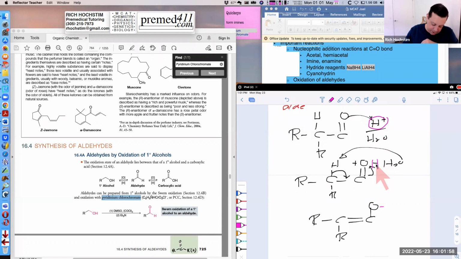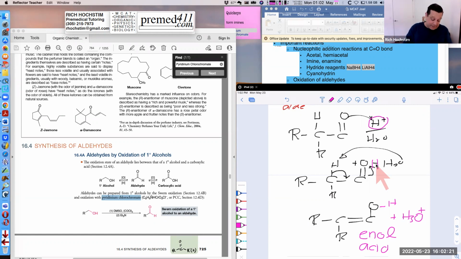And so then this will look like this. And then you have H3O+. So when it's acidic, you always get H3O+. You don't get negatives and stuff. And this is called an enol. So in an acid environment, you get an enol. In a basic environment, you get an enolate.